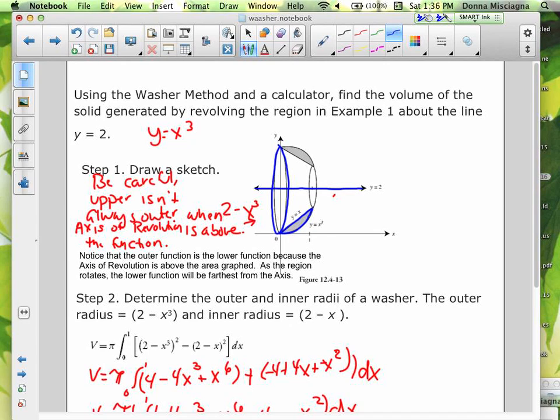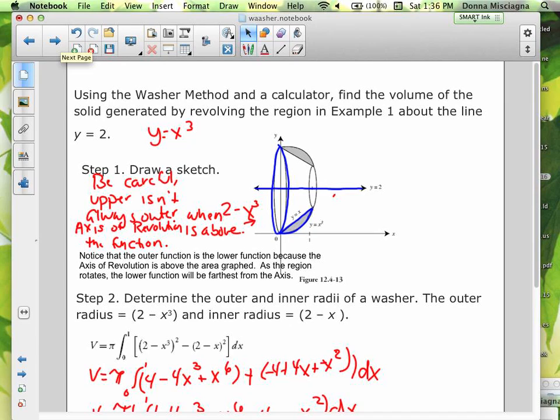If we were going around the x-axis and not y equals 2, y equals x would be the outer function. Because we're going around the line above, y equals 2, instead y equals x cubed is now the outer function. This is the same problem, same function, but revolving around a different line. And notice we create something different now. Now we're creating a bowl.